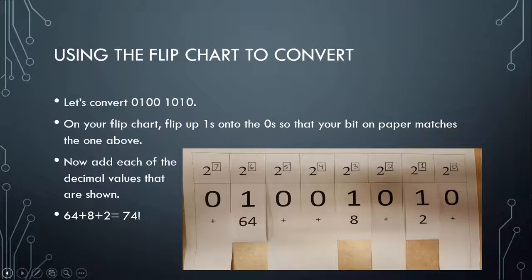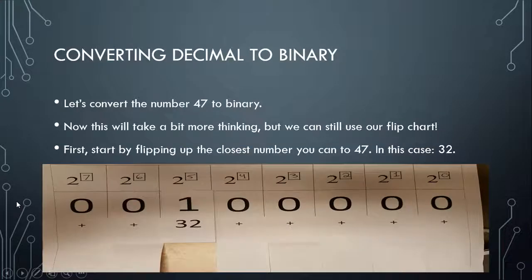Right? Now we're going to add the decimal values that are shown. So here I have 64 plus 8 plus 2. If I add all those up, I get 74. And so the number in decimal is 74. So if I say to you, convert this, you flip the tabs up, add them up. Oh, well, that's 74. Pretty simple.